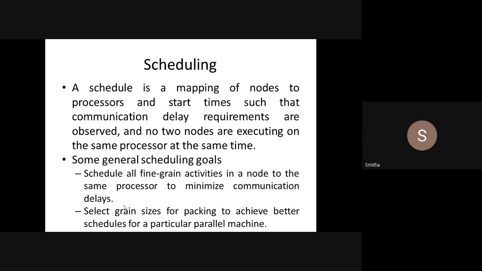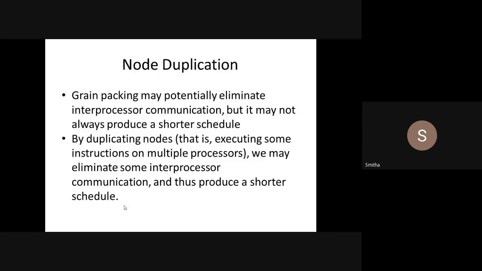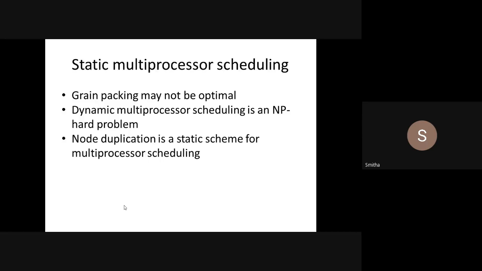The second one is to select grain sizes for packing to achieve better schedules for particular parallel machines. So we have to select the grain sizes for packing to achieve better schedules. While packing also, I have told you that in order to reduce the communication latency, I am packing the nodes. While packing, we have to take care that it achieves better schedules for parallel machines. Otherwise, there is no use of packing the nodes. The next is node duplication.